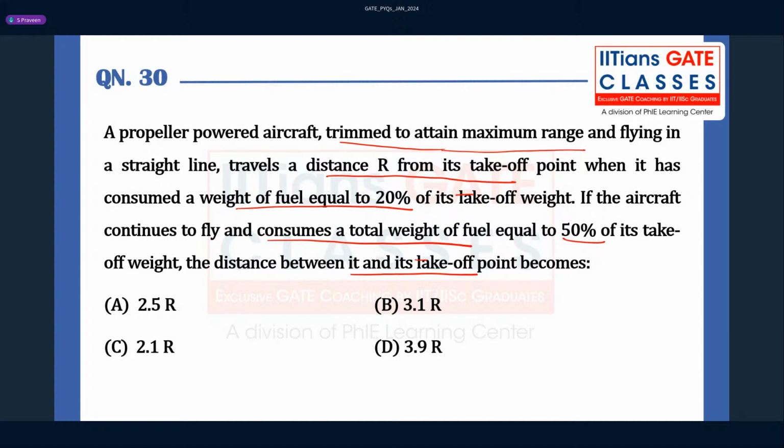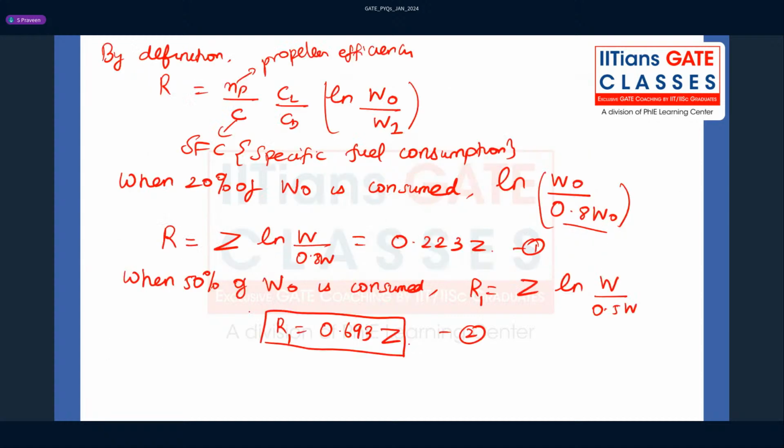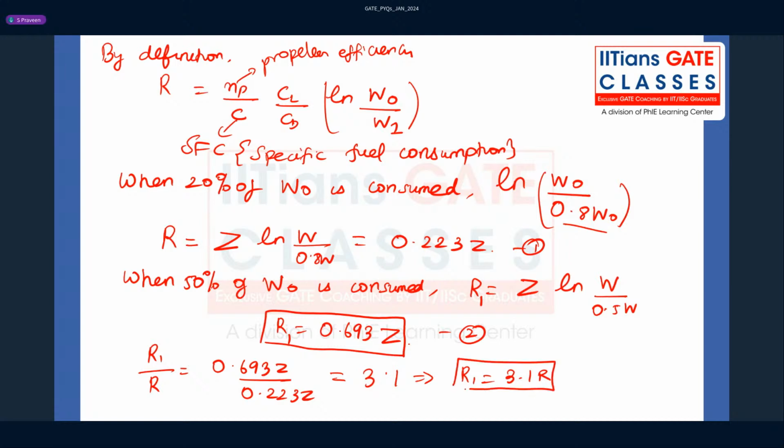If I try to solve this, I basically have to divide these, so my R1 by R would simply be 0.693 Z by 0.223 Z. That will give you closely 3.1. So my R1 is 3.1 times R. Hope you guys understood this.